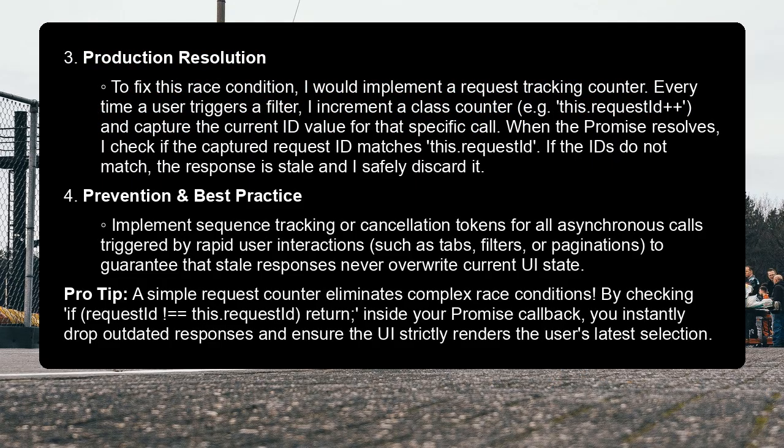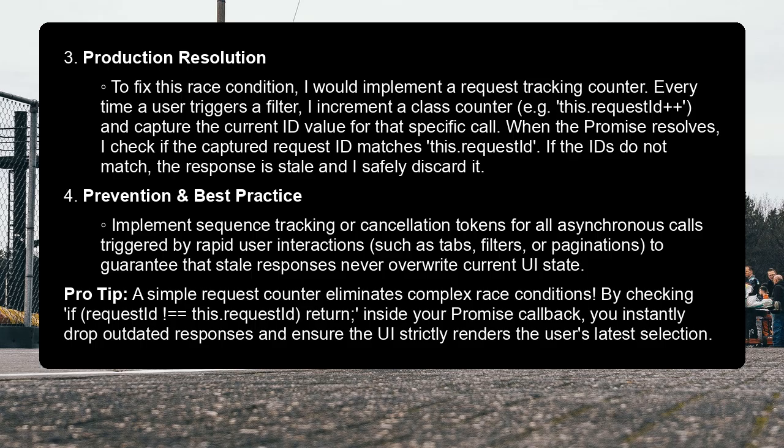3. Production resolution. To fix this race condition, I would implement a request tracking counter. Every time a user triggers a filter, I increment a class counter, for example, this.requestId++, and capture the current ID value for that specific call. When the promise resolves, I check if the captured request ID matches this.requestId. If the IDs do not match, the response is stale and I safely discard it.